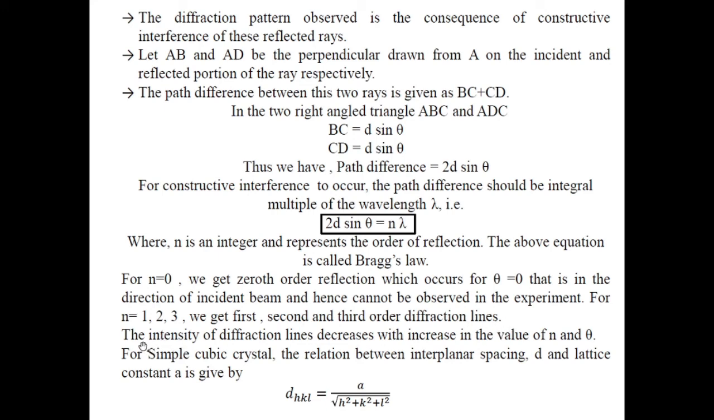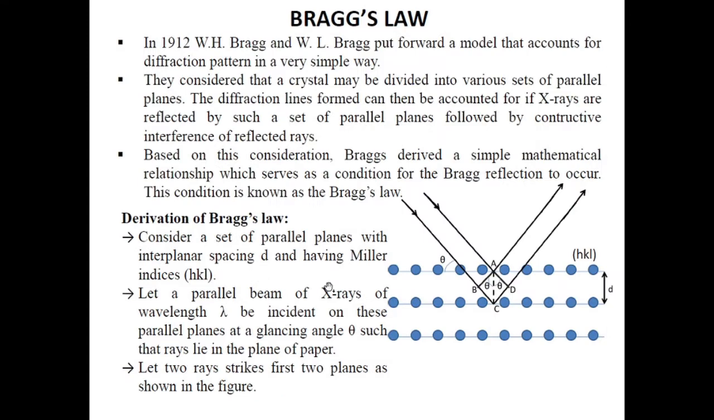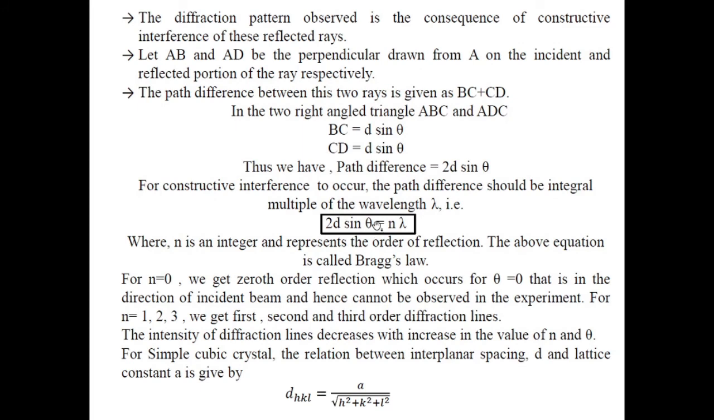Remember that whenever you see a numerical, they will give the value of 2 theta, because the detector which is used to measure this angle actually measures the angle 2 theta. That's why you have to convert the 2 theta into theta while solving the numericals. You will see this in the example. The intensity of the diffraction line decreases with increase in the value of n and theta.